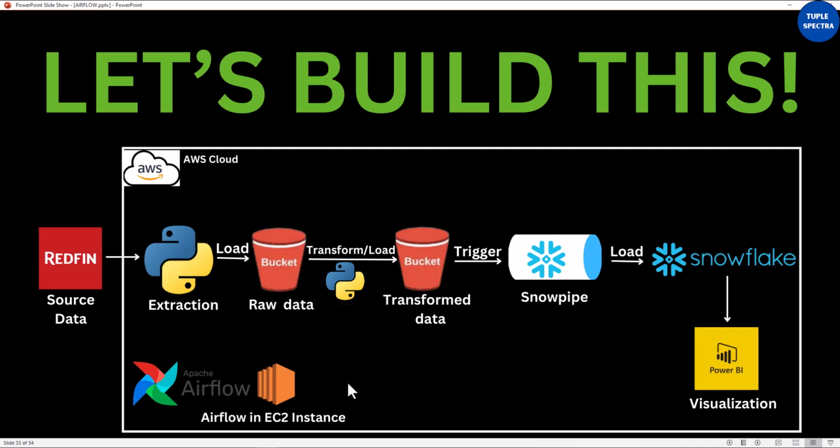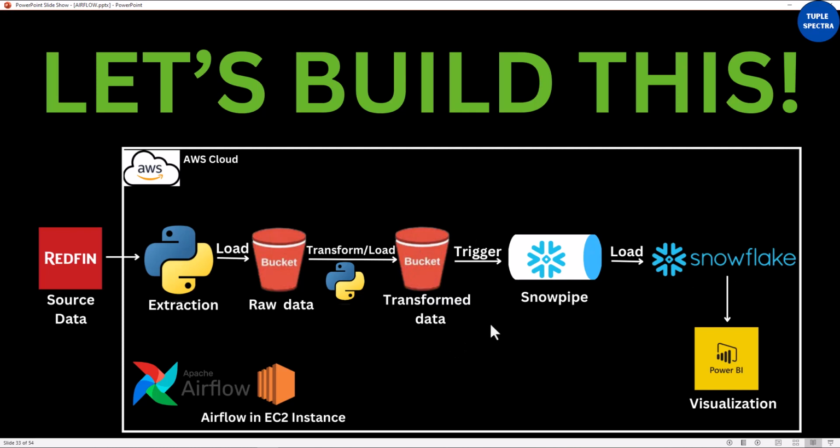But immediately that data gets into an S3 bucket, that is going to trigger Snowpipe. Snowpipe is a feature in Snowflake. I'm going to explain that better by the time we get there. It's going to trigger this Snowpipe, and then this Snowpipe is going to perform the loading of data into the Snowflake database, after which we are going to connect Power BI to Snowflake for data visualizations.